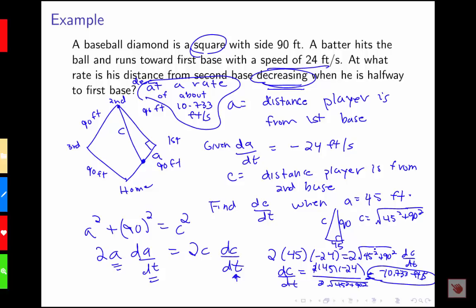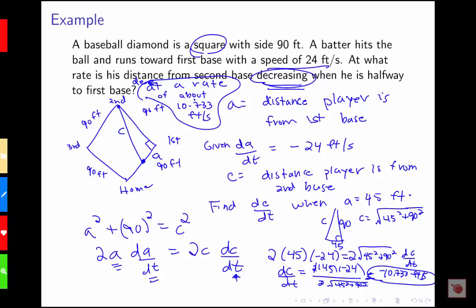Remember, you always want to have units on your answers, and you always want to answer the question in the context in which it was asked. Since we're being asked at what rate the distance from second base is decreasing, we can say it's decreasing at this positive rate. Okay, so let's look at a couple more examples with a few other variations on the methods that we might need.